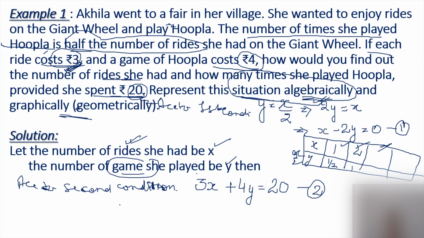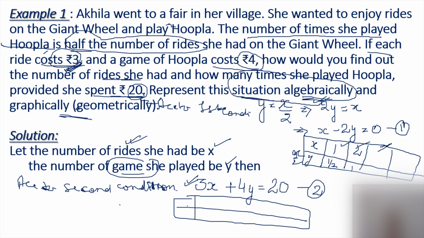And similarly for the second equation also, we can find the points which will satisfy the given equation. Let us consider this is x, this is y, and from equation number 2 we will be finding the relation between x and y. Now 4y is equal to 20 minus 3x, and y is equal to (20 minus 3x) divided by 4.